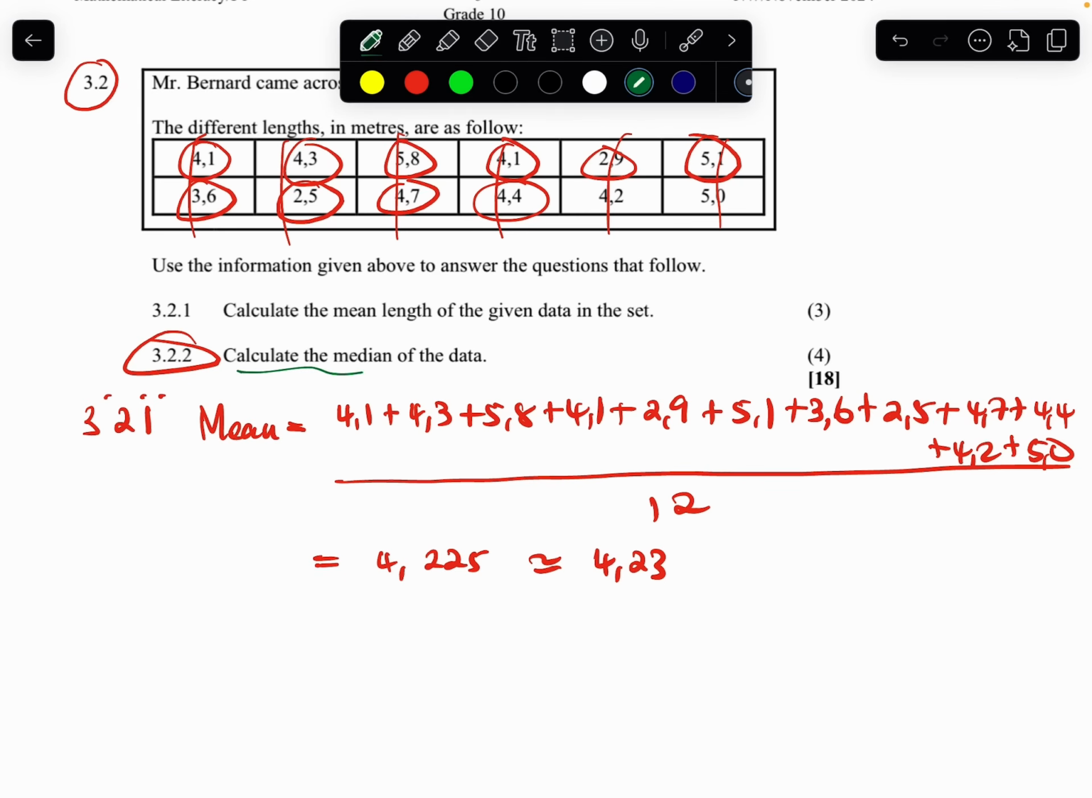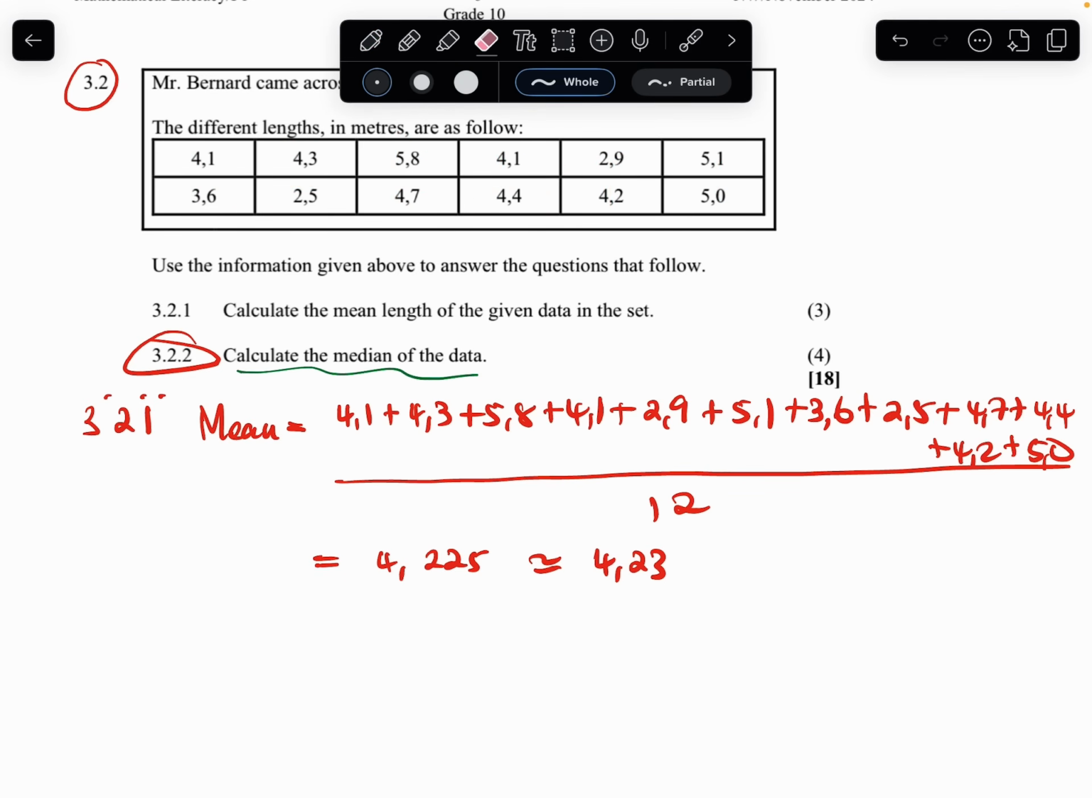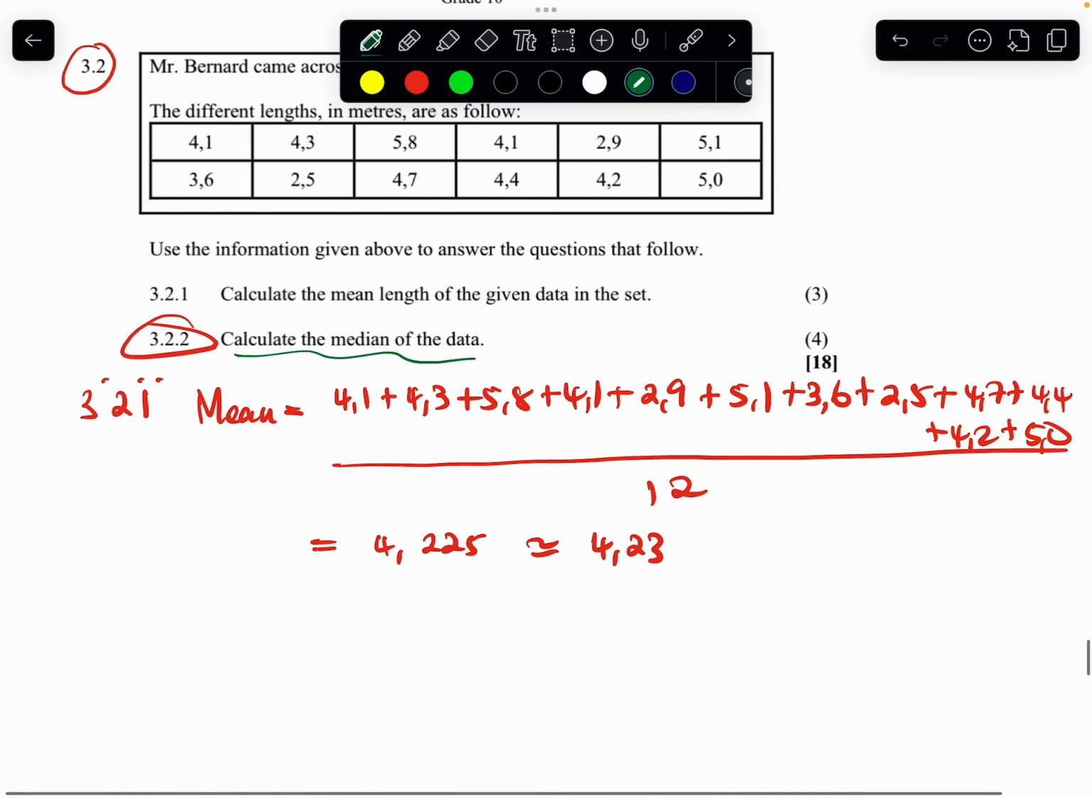3.2.2, it says calculate the median. Guys, you can never calculate the median without sorting the data. You need to sort the data from the minimum to the maximum, or the maximum to the minimum. So you need to sort your data. What are we going to do? I'm going to start with the smallest number.